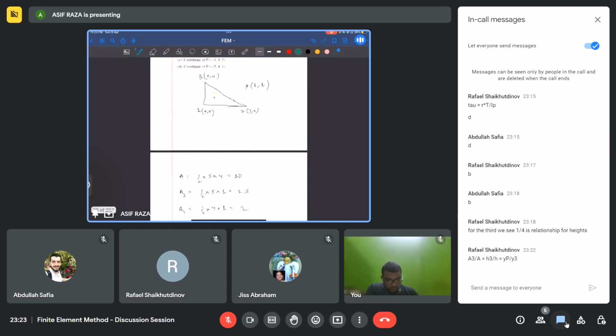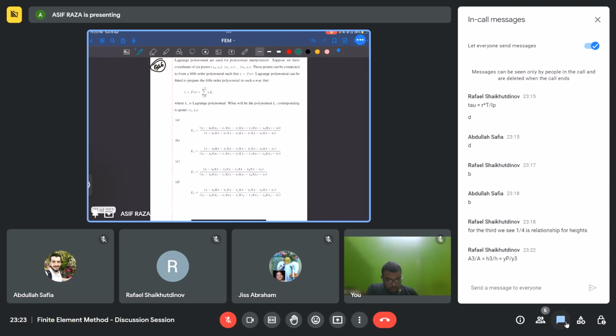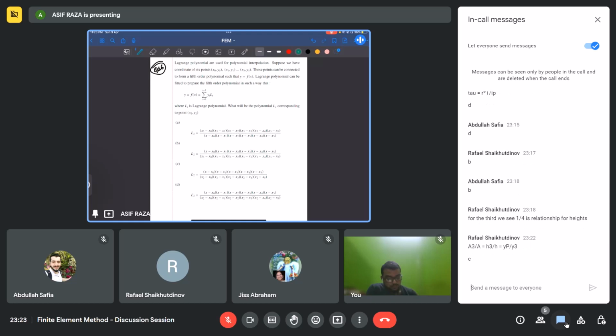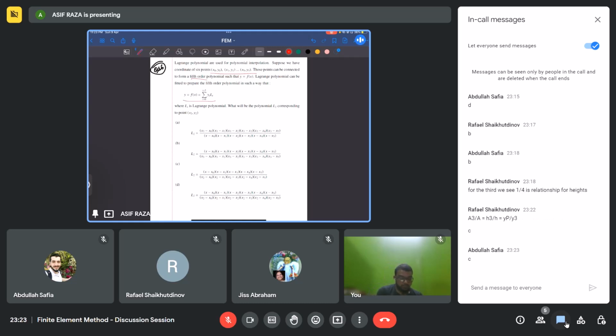So let's move on to the next question. This was also discussed. The question is: Lagrange polynomials are used for polynomial interpolation. Suppose we have coordinates for 6 points. Those points can be connected to form a fifth order polynomial, and Lagrange polynomials can be fitted to produce the fifth order polynomial. What will be the polynomial L2 corresponding to point (x2, y2)?